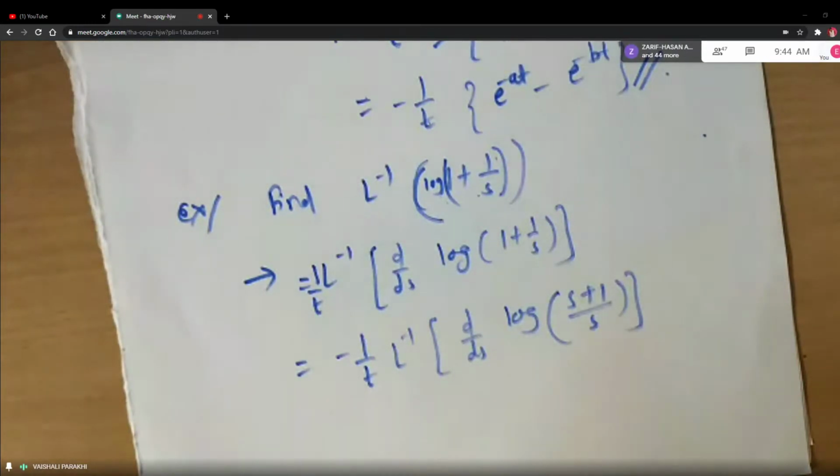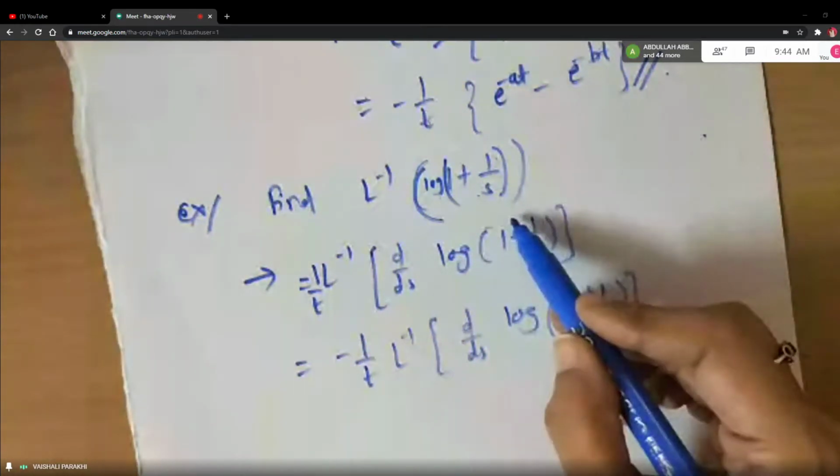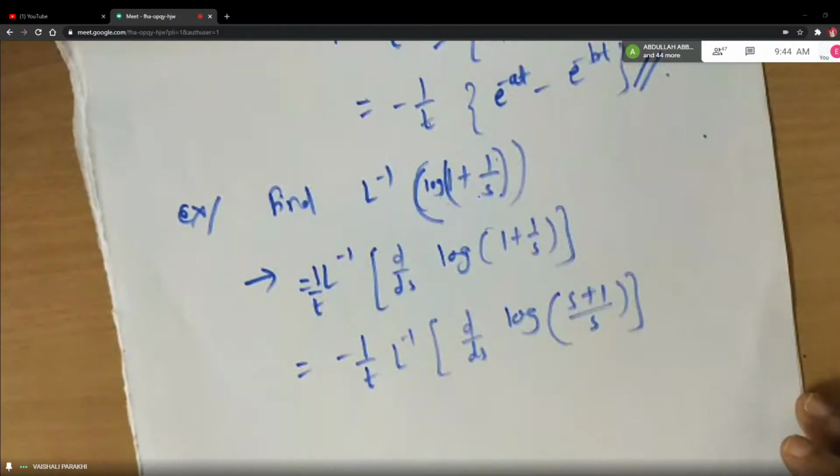If you don't want to do this, then what is another way to do it? Suppose you want to keep this as it is. If you don't want to cross multiply, then can you differentiate it directly? Yes, it will be 1 upon this whole bracket into derivative of the bracket. Yes or no? Yes, ma'am. So there are two ways. Whichever method you feel suitable at that time, you can go for that.